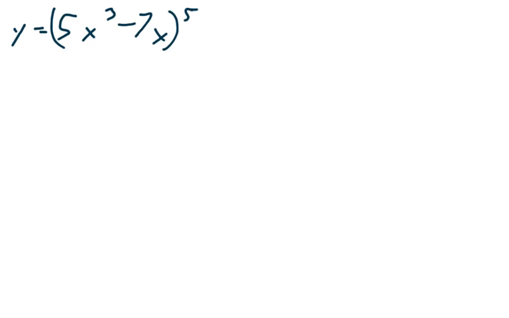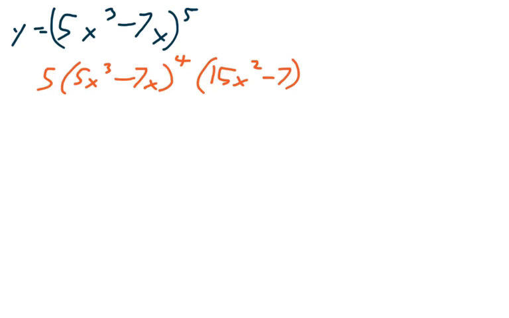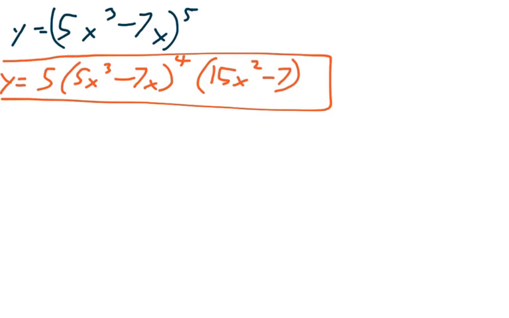Alright, so the first few rules are chain rule problems. In problem number 1, I'm going to bring down the 5 using the power rule. Make that to the 4th power times the derivative of the inside, which is 15x squared minus 7. And because I would have to distribute, I'm just going to leave the answer like this. That's it for problem number 1.